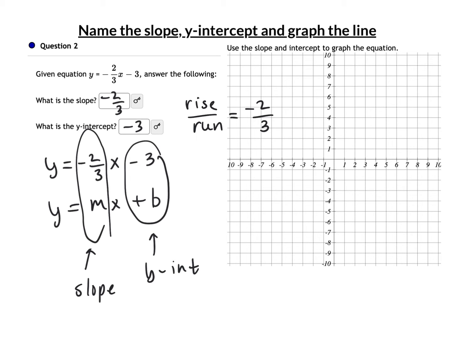So the first thing I do is I plot the y-intercept. That's the ordered pair 0, negative 3. It will cross the y-axis at negative 3. From there, I'm going to rise negative 2. That means go down. And then I'm going to run positive 3. That would be to the right. So down 2 and right 1, 2, 3. Draw your line.